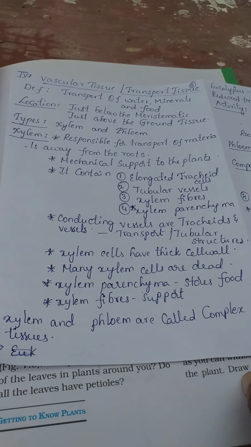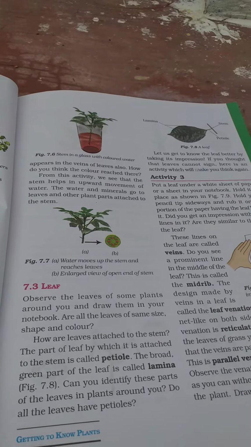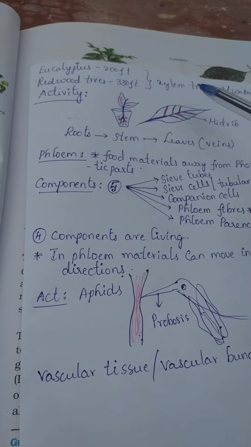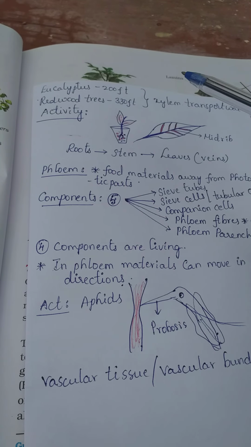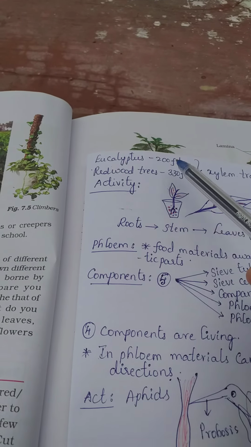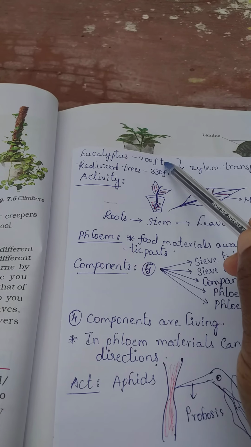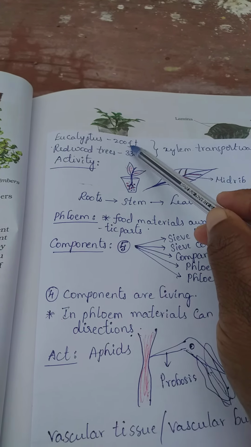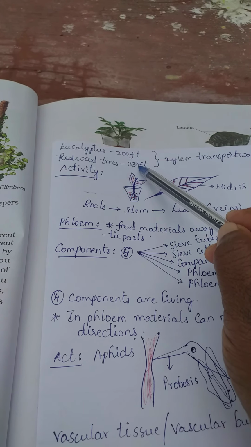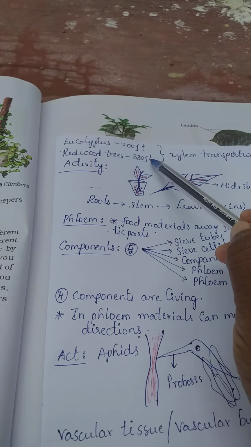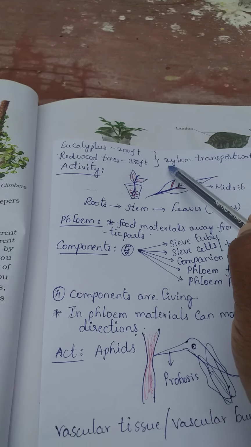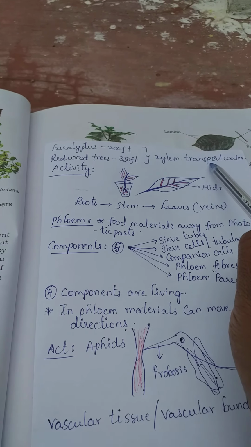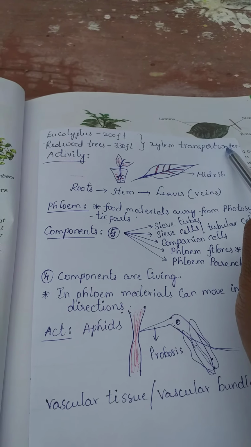When you water the plant, the water immediately reaches the entire plant body because of the xylem only. For example, eucalyptus trees are 200 feet tall and redwood trees 330 feet. Even for these, roots absorb the water from the soil and send it to the entire plant, and that is possible only by the xylem tissue. It is helpful for the transport of water and minerals.